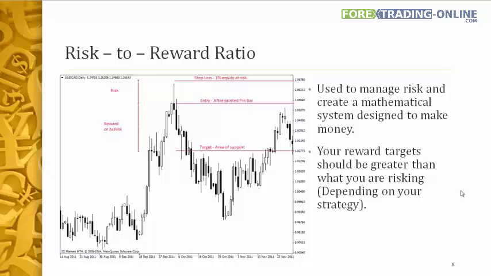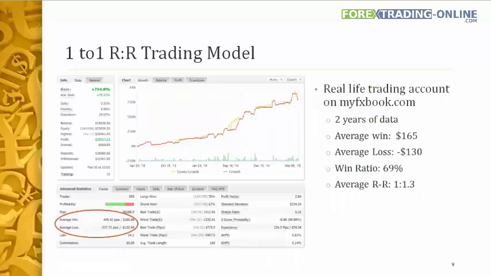Okay, so we'll go into different systems now, and actually these are real life systems that people are using. If you go to myfxbook.com, there are plenty of professional traders publishing their live results, and I just took one over here that has more or less a 1 to 1 risk to reward ratio, as we can see over here in the average win and the average loss. The average win is $165 and the average loss is $130. So it's almost a 1 to 1 risk to reward ratio.